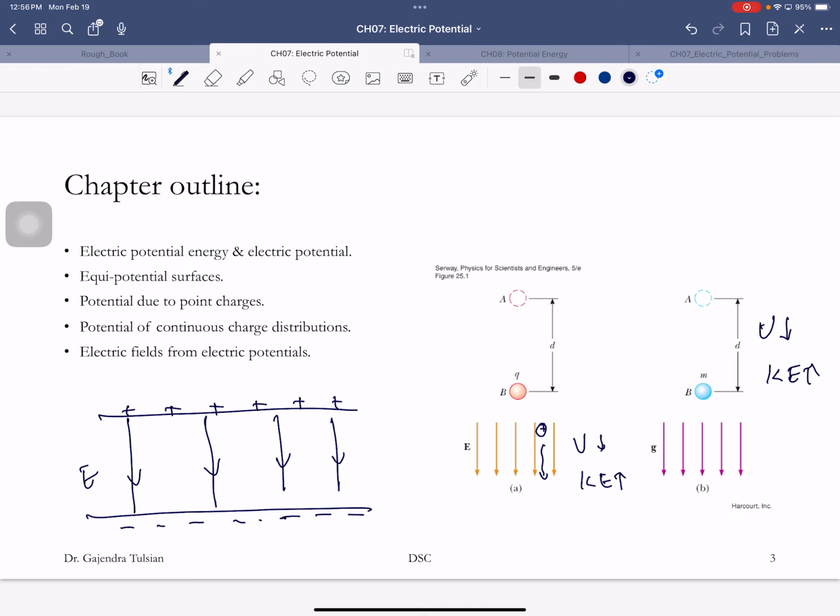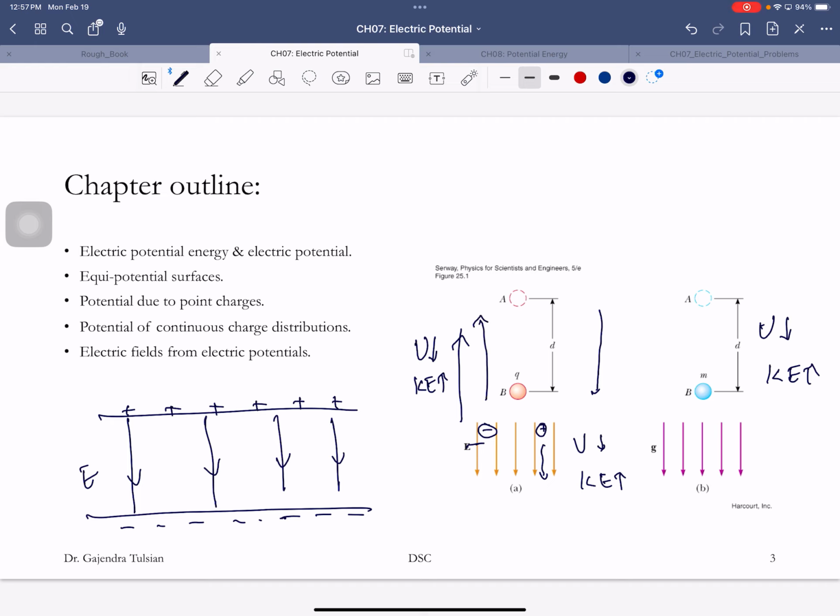Now I'm going to release a negative charge. The negative charge falls in that direction. In that direction, potential energy decreases and kinetic energy increases. So they fall in opposite directions. The potential energy for a positive charge is decreasing in this direction. For negative charges, it's decreasing in that direction.